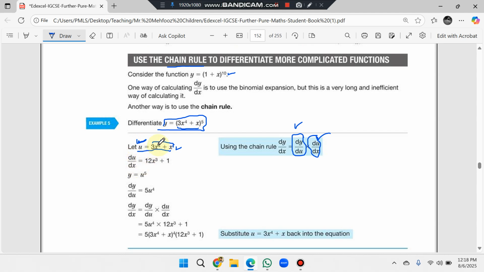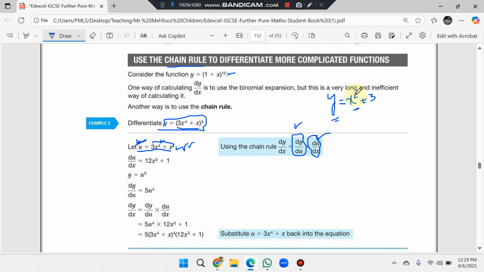So du by dx can be found, because in previous examples you had expressions like y equals x squared plus 3, where we find the rate of change of y with respect to x. But in that case, our expression is in two variables, which are u and x. So your derivative will also change to the rate of change of u with respect to x, or you can say du by dx. So how can we find the derivative?